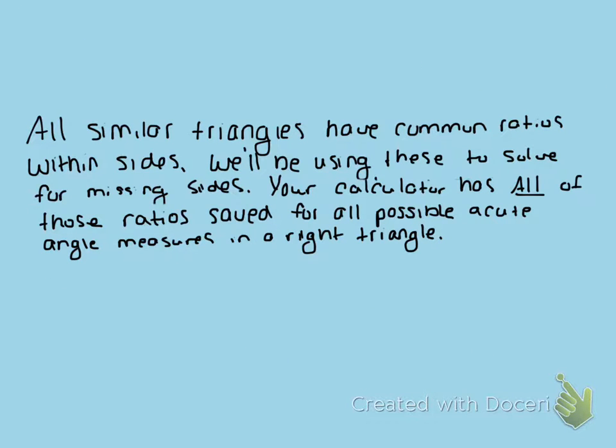So all similar triangles have common ratios within sides, and we're going to be using these common ratios to solve for missing sides. Your calculator has all of those ratios saved. That's your sine, cosine, and tangent button. You know them as the sin, cos, and tan. So we're going to be introducing those buttons to you over the next couple of days.